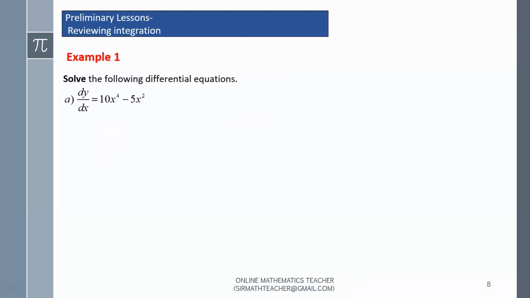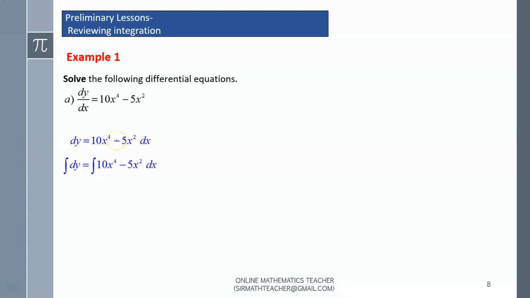Example 1. Solve the following differential equations. So we have dy/dx equals 10x^4 - 5x^2. Let's separate the variables. Now integrate the left-hand side in terms of y, which is then going to become y, and the right-hand side in terms of x.